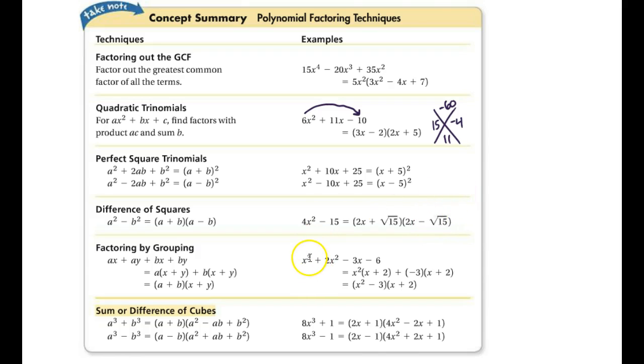Factoring by grouping is the same kind of thing that we did up here, where we group the first two terms, we find the GCF, we group the last two terms, we find the GCF, and then we factor out that term that's in common, the x plus 2 in this case, and then whatever's left is what's in front, so x squared minus 3. So that would be the factored form by using grouping.